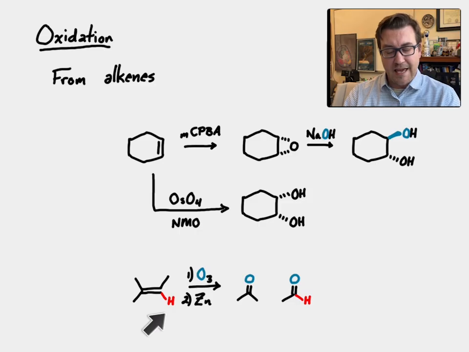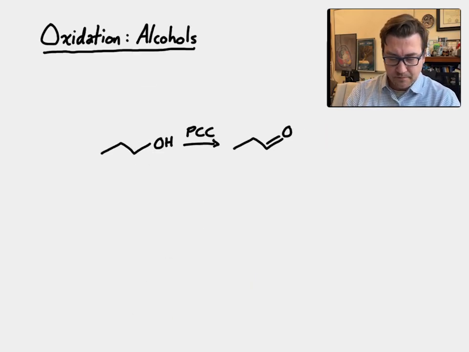So if you have an alkene that has a carbon and a hydrogen bound to it, you wind up with an aldehyde. If that alkene has two carbons bound to it, you wind up with a ketone. The way you can think about ozone working is it kind of cracks the alkene right down the middle, and we'll see how that works as well.